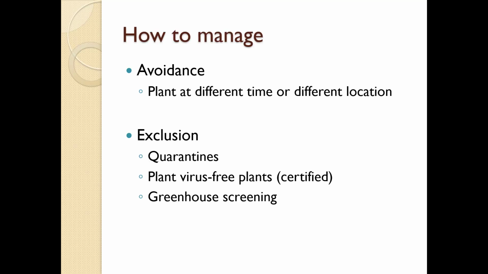So how do you manage these things? Well, avoid by planting at a different time or different location. Exclusion would include quarantines, using certified virus-free plants, and greenhouse screening, which is really tricky because thrips are one of the things that spread these viruses. And thrips can get through very small holes in screens, so you need to have very tight mesh on your screens. This gets to be tricky when you're trying to avoid fungal diseases because the airflow in your greenhouse isn't going to be as good. So you kind of have to figure that out.